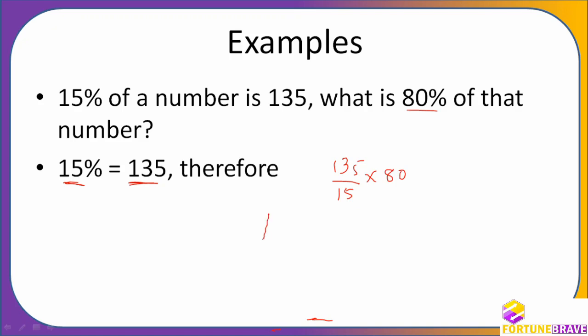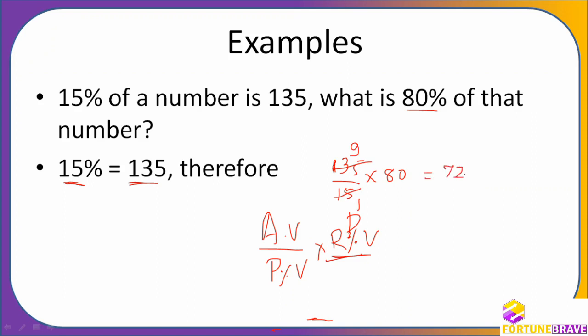So I am not going to do x and all those things, I will multiply into 80 directly. Actual value divided by percentage value into required percentage value. Okay, so this is how you will solve it. Again, same as the ratio. So I was telling you ratio and percentage are the same. So now what I'll do? 15 ones are 15, 9 15s are 135, 9 into 8, 720 is the answer. Finish. Answer is 720.